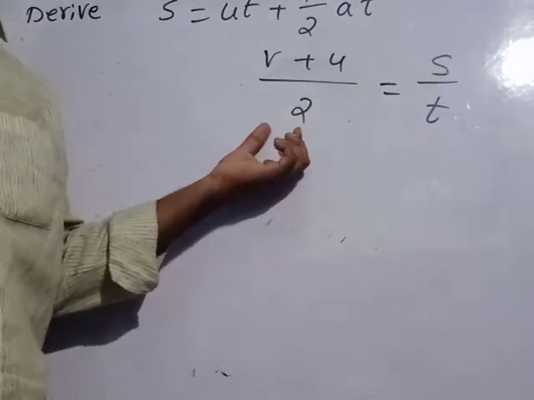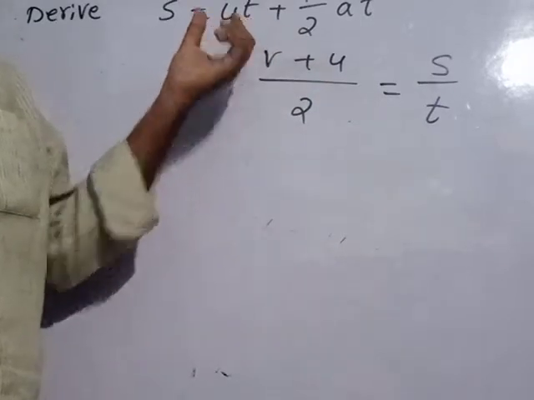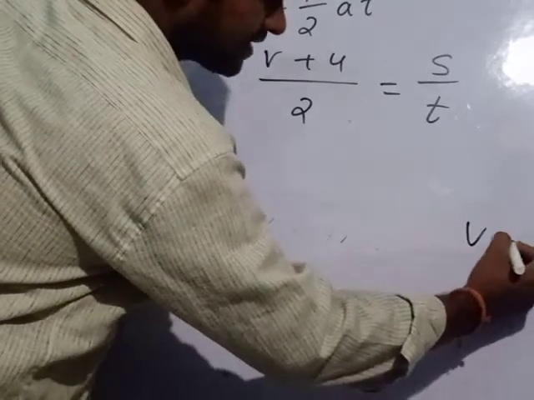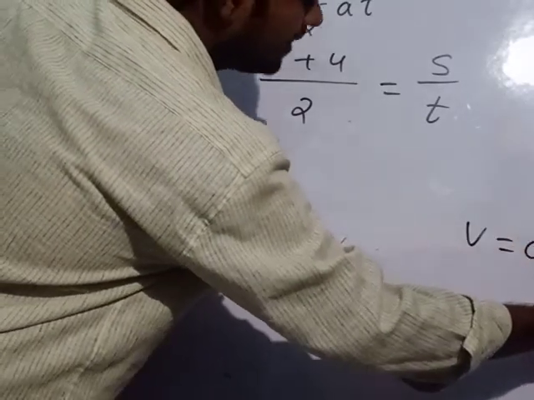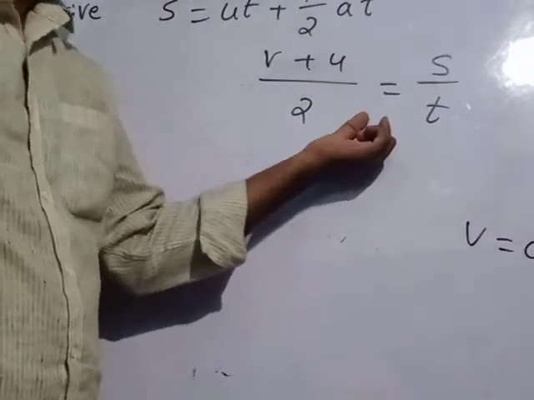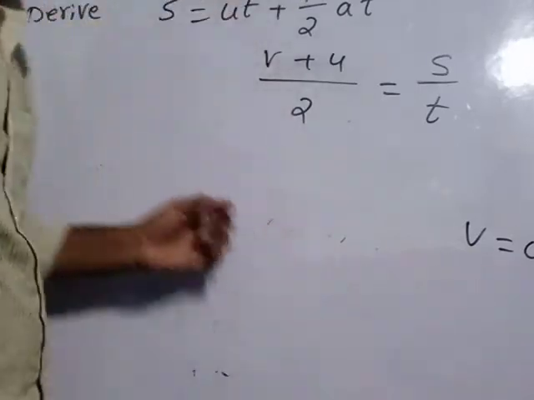So now equate these two equations, then we get this equation. But according to the first equation, V is equal to U plus AT. So now substitute this value in this equation. So V is replaced with U plus AT.